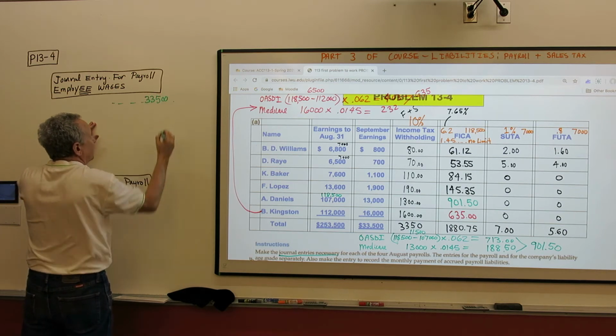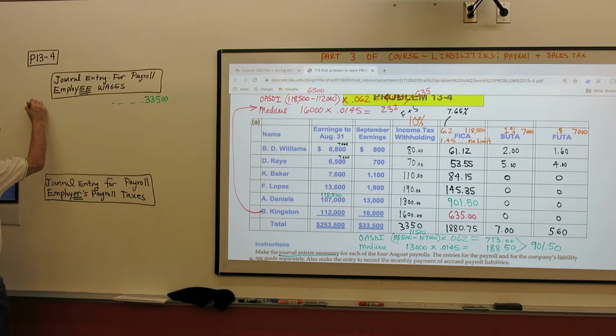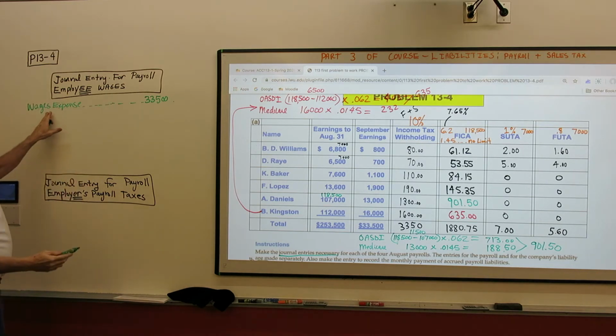$33,500, isn't that what I said? 33,000. And I'm going to put this over here. Wages expense. Now, that does tell the story.